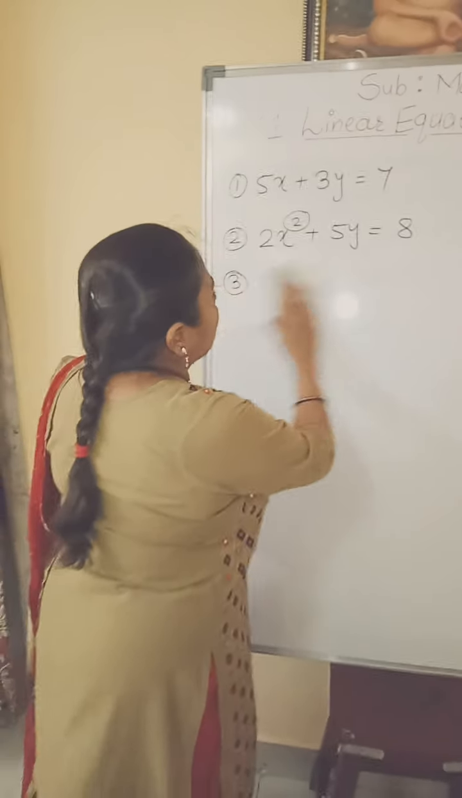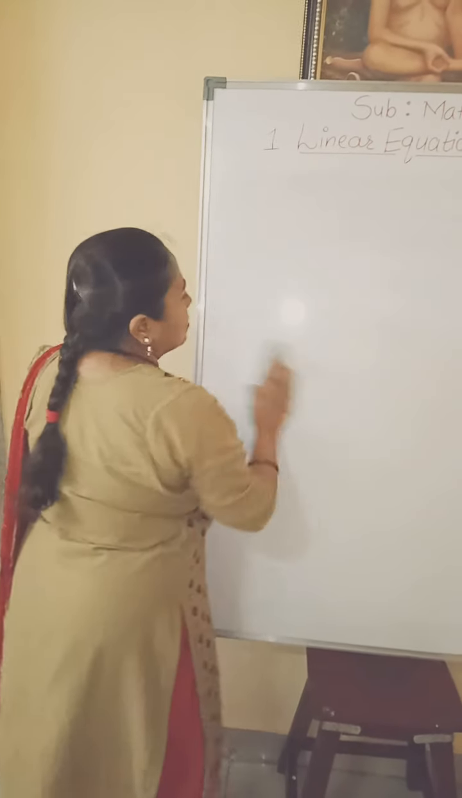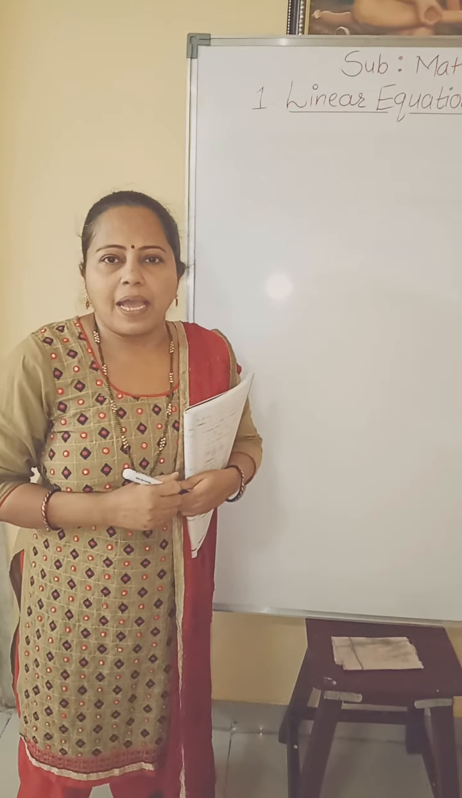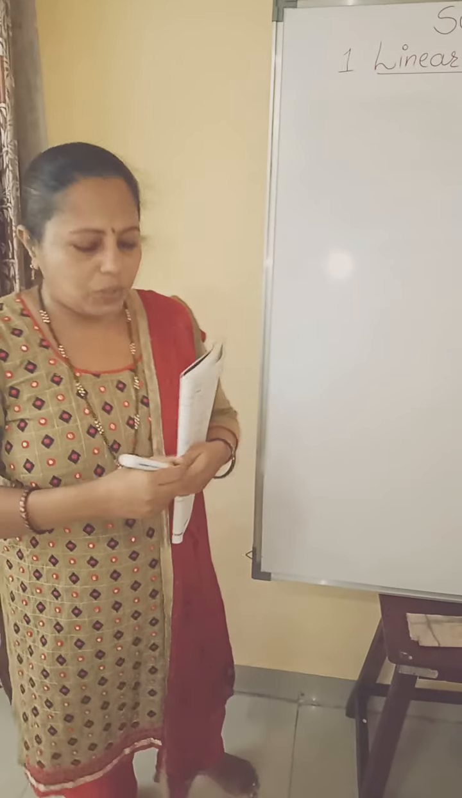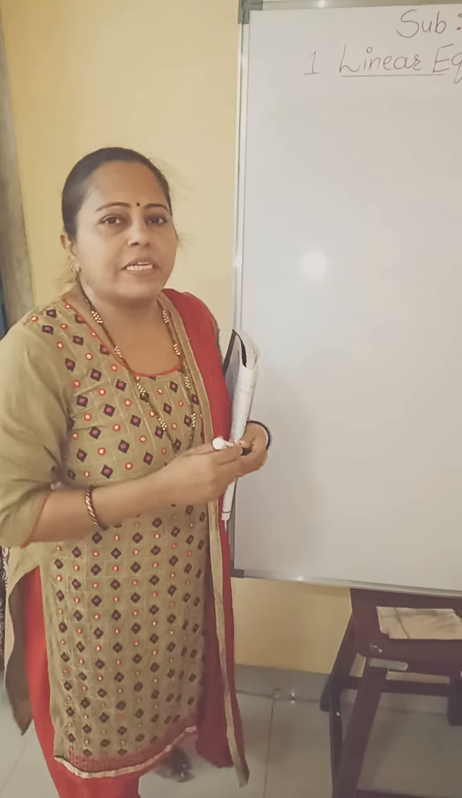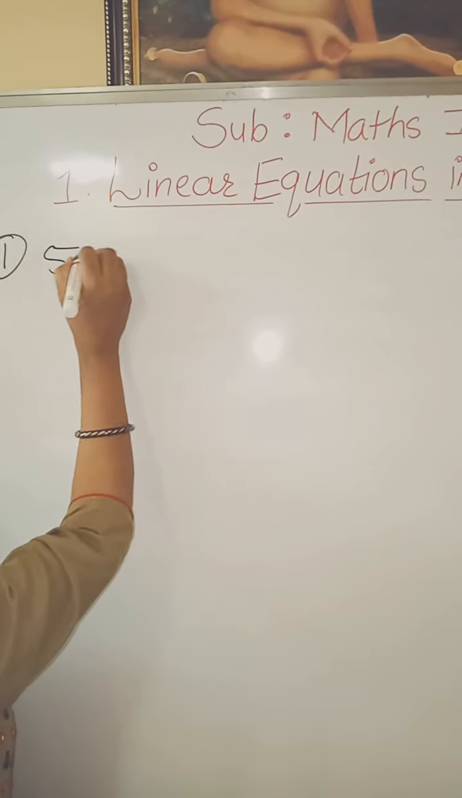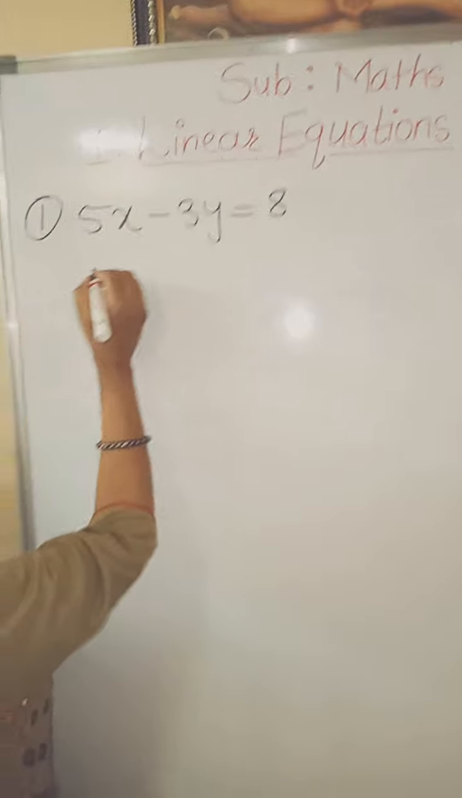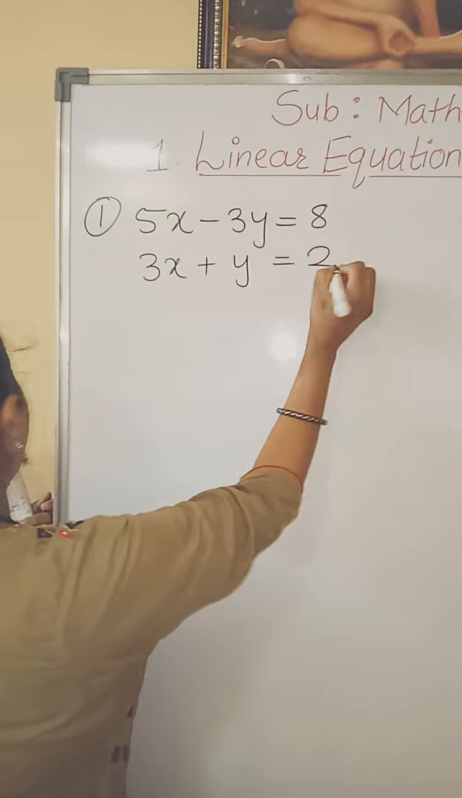Now students, in 9th standard you already studied how to solve linear equations in two variables. There are two different methods. First is elimination by equating coefficient method, and the second one is elimination by substitution method. So students, one example we will see of how to solve the equation using elimination by equating coefficient. So the equation is 5x minus 3y equal to 8 and 3x plus y equal to 2.